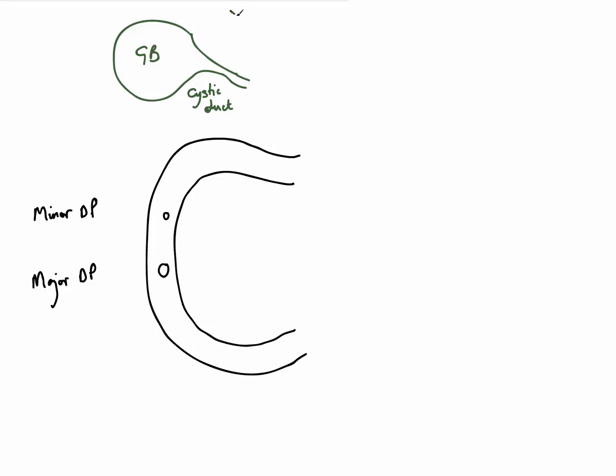And the common hepatic duct is formed by the union of two hepatic ducts. We have the right hepatic duct and we have the left hepatic duct. These two hepatic ducts drain the bile from the two functional lobes of the liver, the left and right functional lobes. As they unite, they form the common hepatic duct.